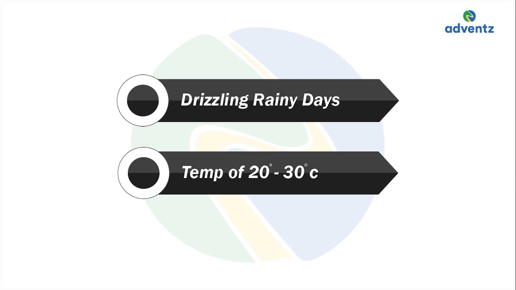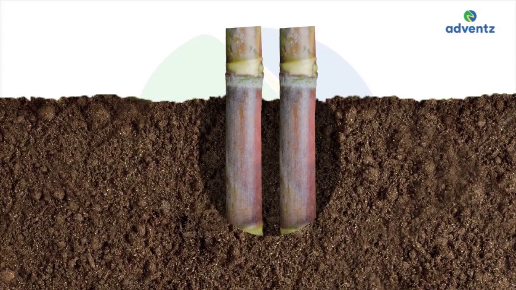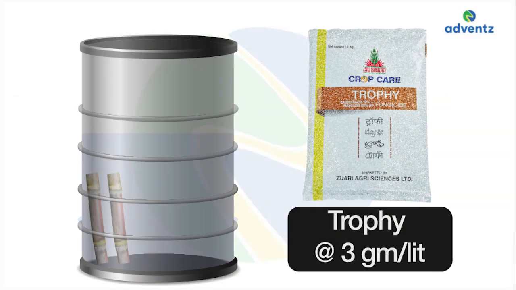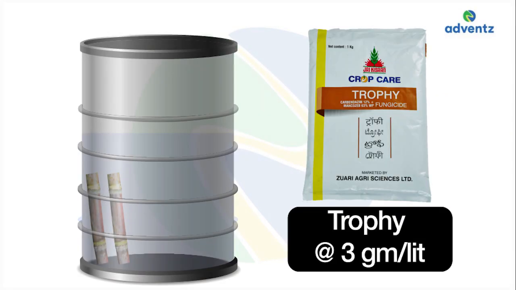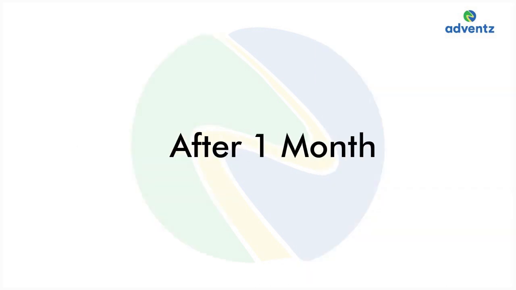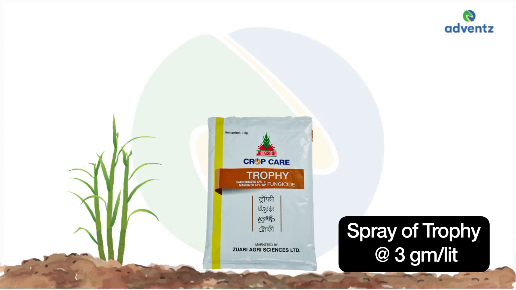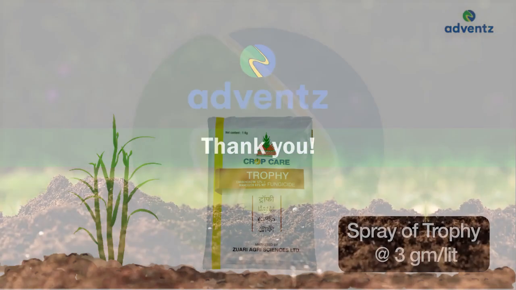The way to manage the disease is, we need to buy the disease-free planting material, and then we need to treat these sets by putting them in a solution of Trophy with water at the rate of 3 gram per liter, and after 1 month of planting, we again spray the crops with Trophy at the rate of 3 gram per liter. Thank you.